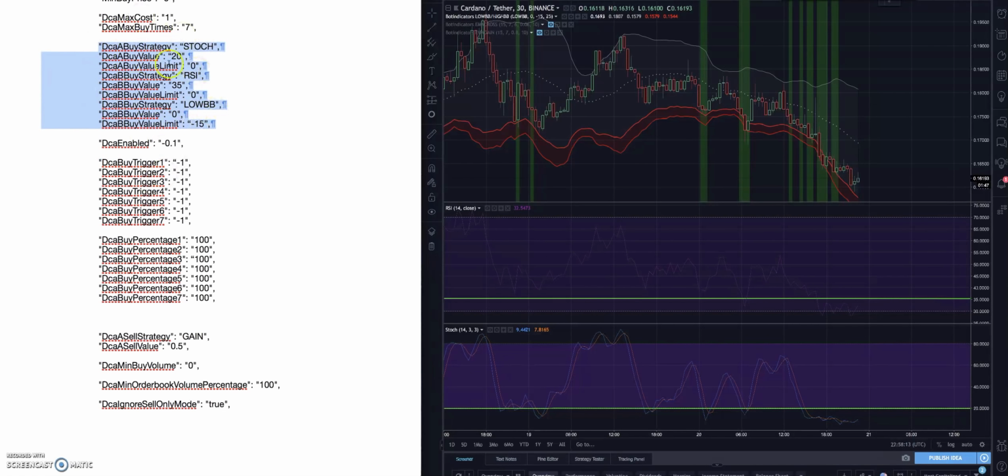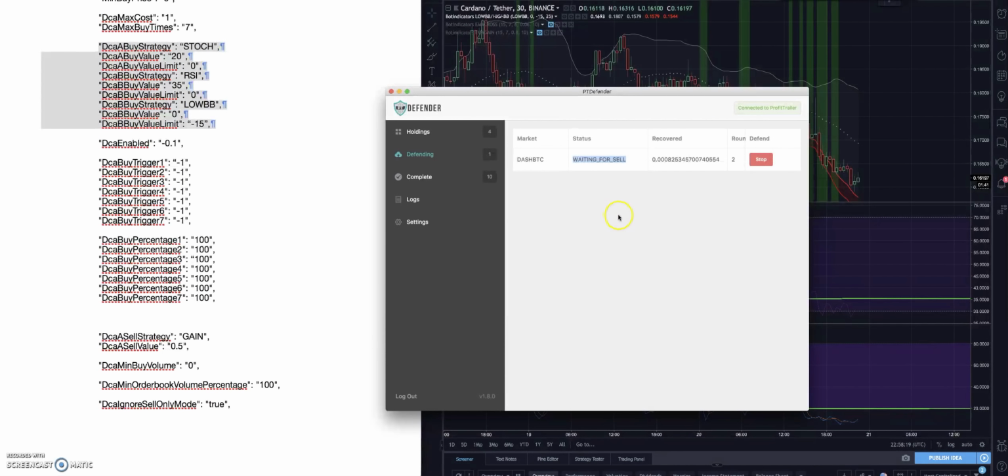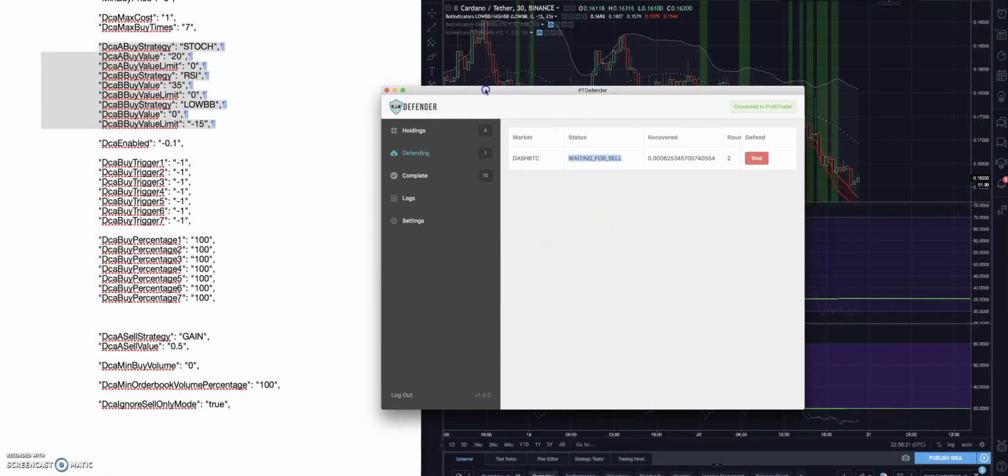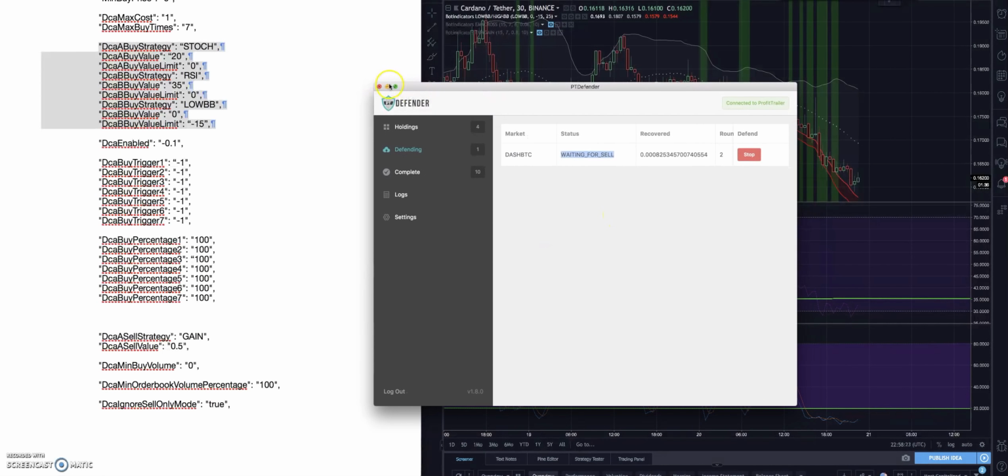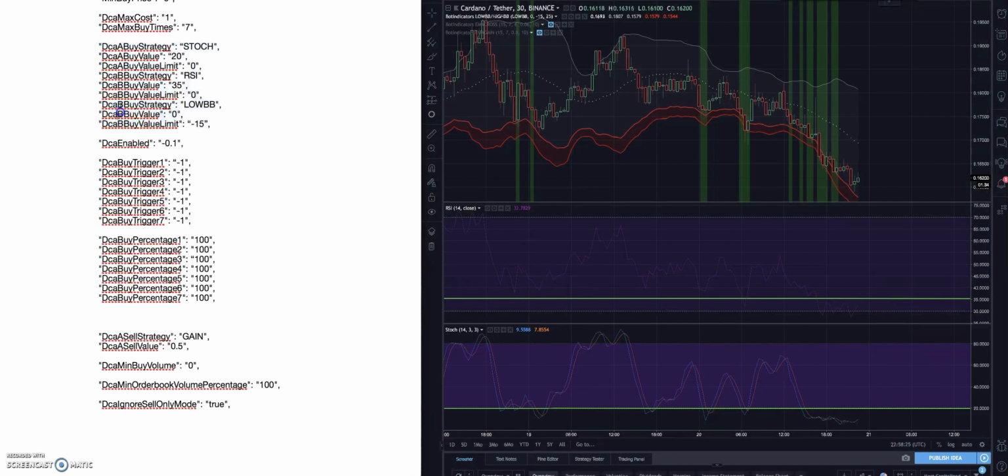I've used these on my personal bots many, many times. I was just using Anderson to help me crank through these bags on Defender, and it actually worked really well for a while until I got caught in one bag, and I'm changing up the strategy a little bit. So I'm going stochastic, RSI, low BB, and these are all pretty conservative.